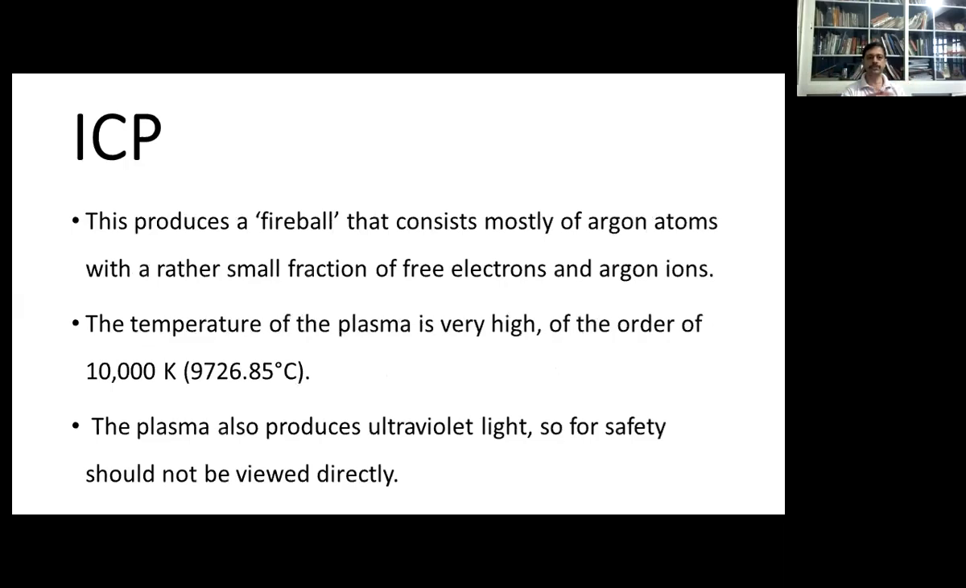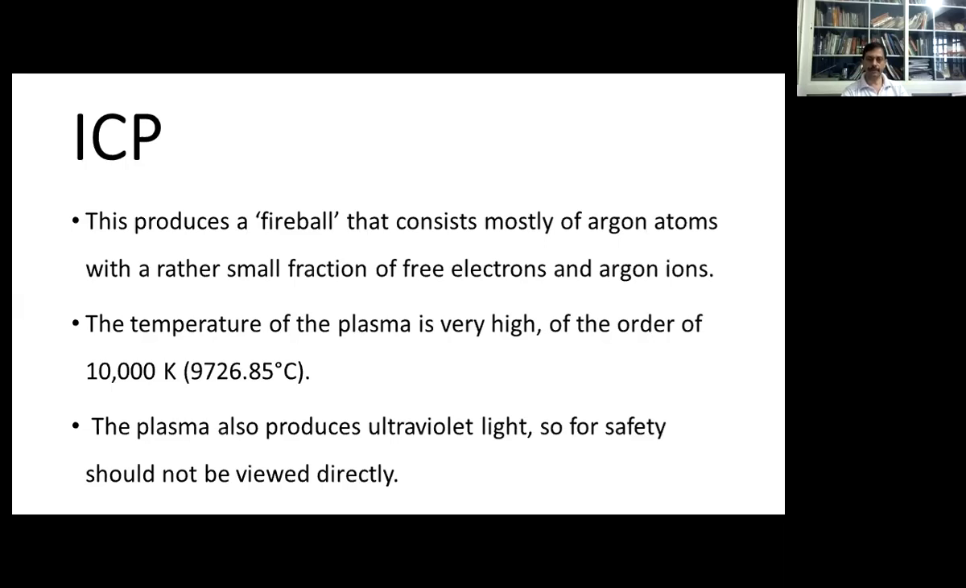So this produces a fireball that consists mostly of argon atoms with a rather small fraction of free electrons and argon ions. The temperature of plasma here is very high. It may be of the order of 10,000 kelvins, that is say 9,726.85 degrees centigrade. The plasma also produces ultraviolet light.